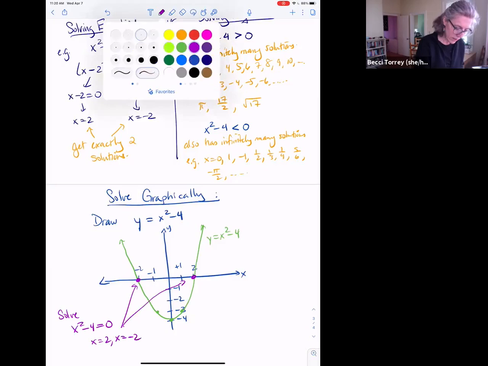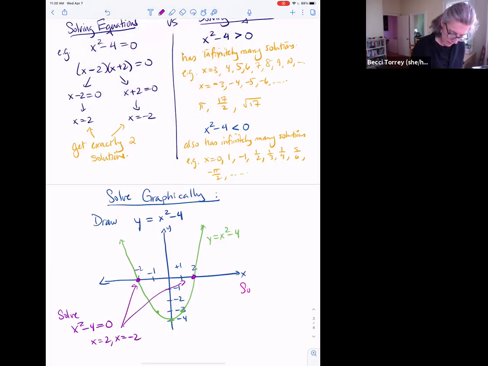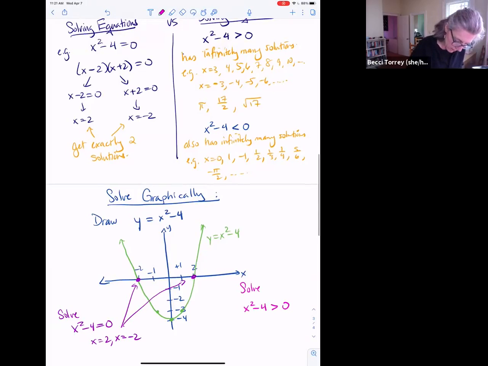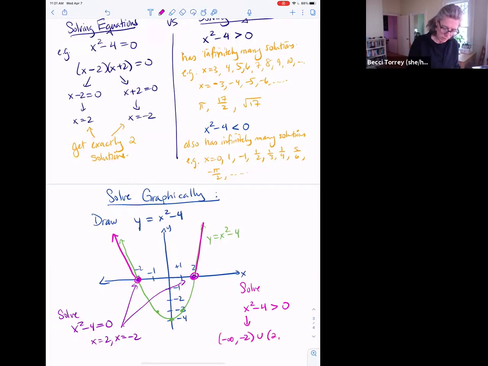And if we want to solve, on the other hand, for example, x squared minus 4 is bigger than 0, we're looking for where the y values are bigger than 0. So that's everything here on up, and we have an open circle like this. And so we see that the x values are going to be minus infinity to minus 2, union 2 to positive infinity. And similarly, if we wanted to solve x squared minus 4 less than 0, we would take the negative numbers down here.